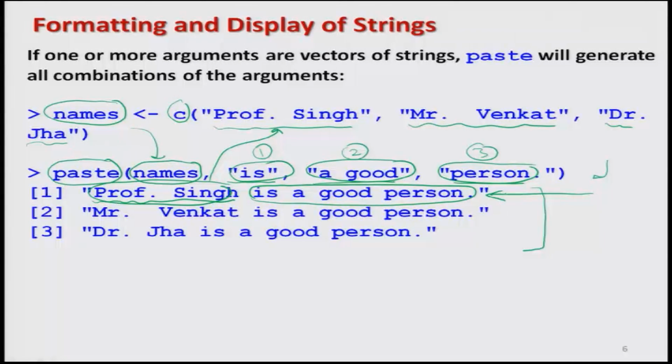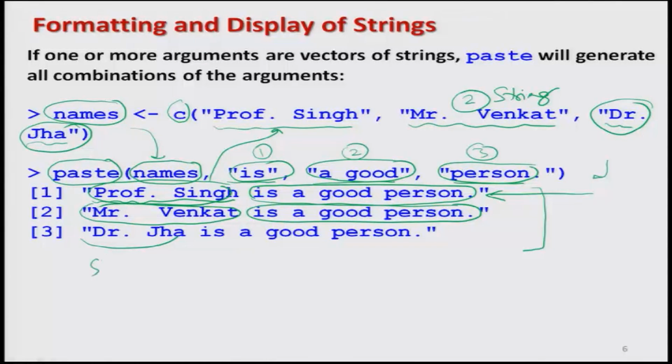Now, in the next command, R automatically goes to the second string, which is Mr. Venkat. It chooses Mr. Venkat and writes "is a good person" just by repeating the same string. Then in the next step, the control of R goes to the third element in my vector names, which is Dr. Jha, and picks up Dr. Jha, and then picks up "is a good person" from the given string. So, you can see we have got 1, 2 and 3 outcomes. Similarly, if you have more, you can do it yourself.